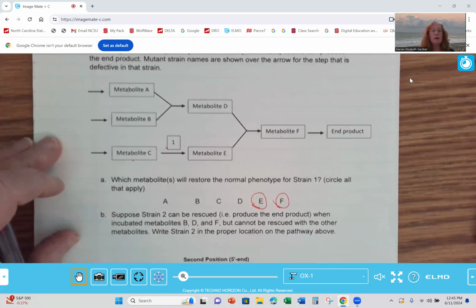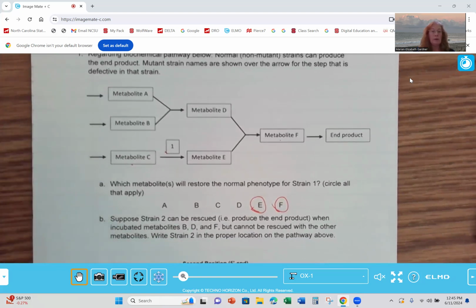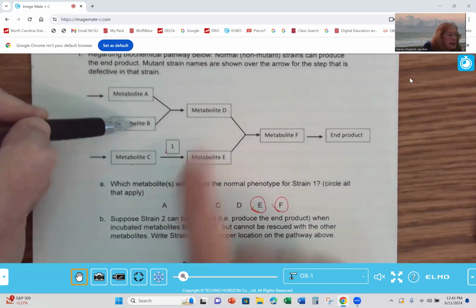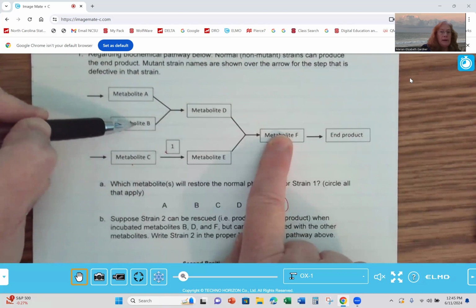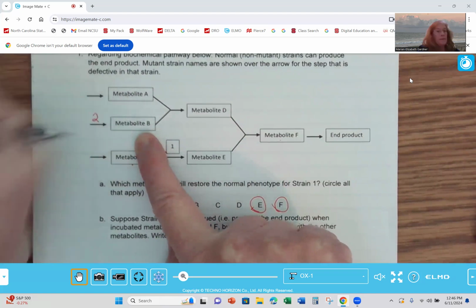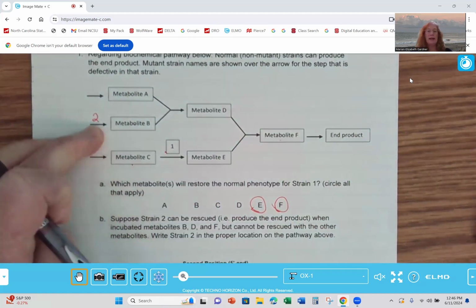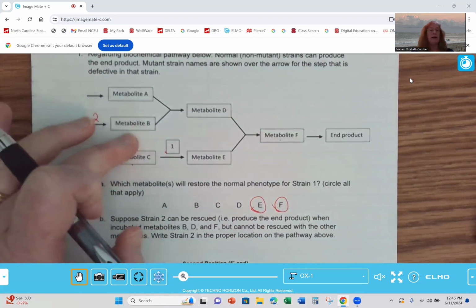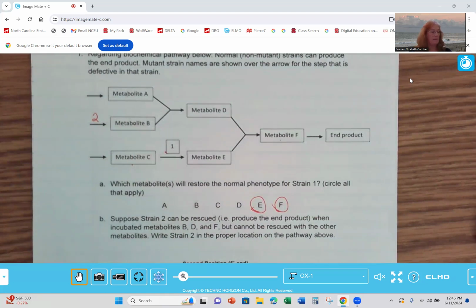Now it says, suppose strain 2 can be rescued by providing metabolites B, D, and F, but not the others. That means strain 2 must be in an arrow that's before all of B, D, and F. So let's see, there's B, D, and F. So the arrow that's before all of these would be right here. And strain 2 would be right here on the pathway, indicating it cannot get to the point where it can create metabolite B.